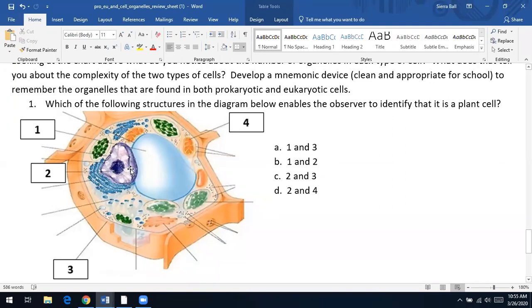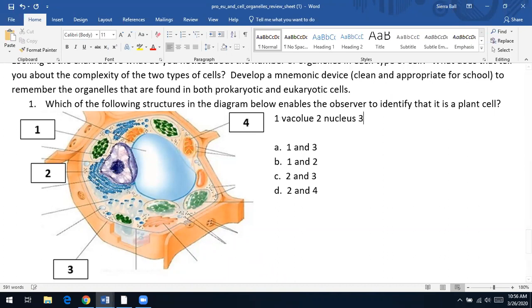What is number two pointing to? The nucleus. What is number three pointing to? The cell wall. And what is number four pointing to? Mitochondria. So one we said was vacuole, two was the nucleus, three was the cell wall, and four was the mitochondria.